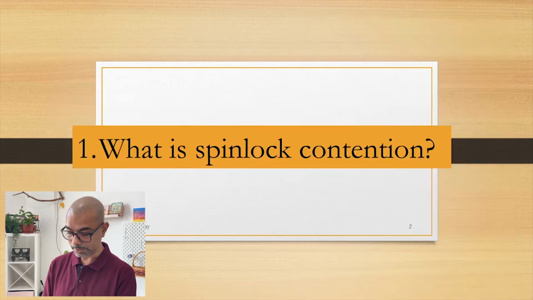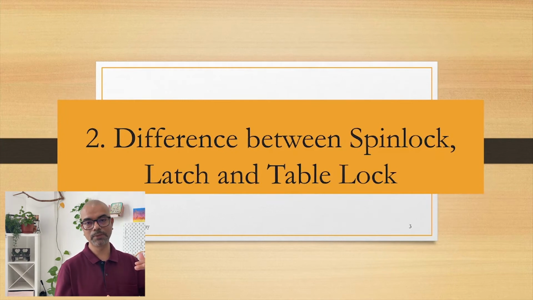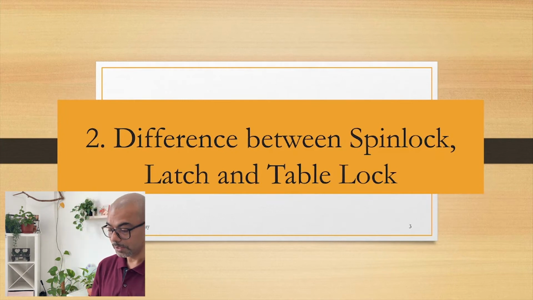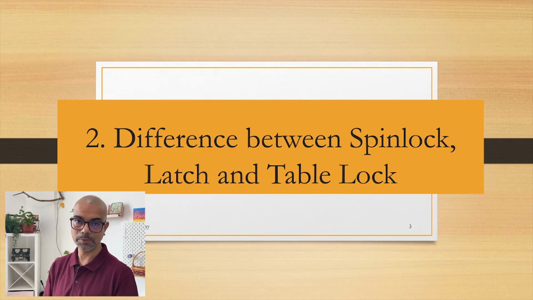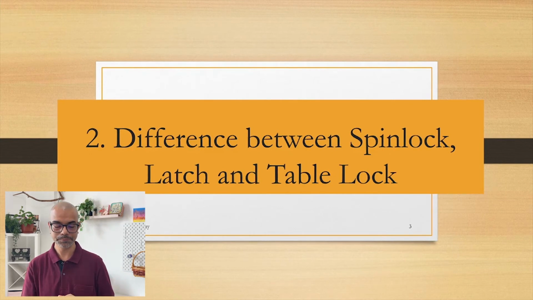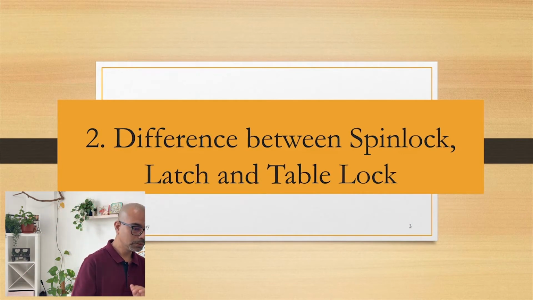Okay, so let's go to the next question now. Now we have seen spin lock. So spin lock, as I said, is at the engine level, or at the cache level. So what is the difference between spin lock, latch, and table lock? All three are locks, right? Spin lock, latch, and table lock. So I will give you a moment to think about it.